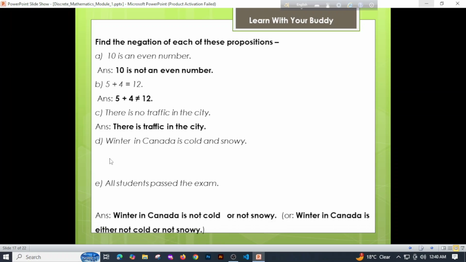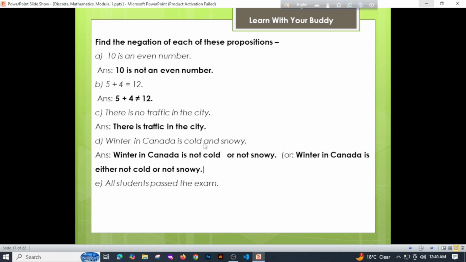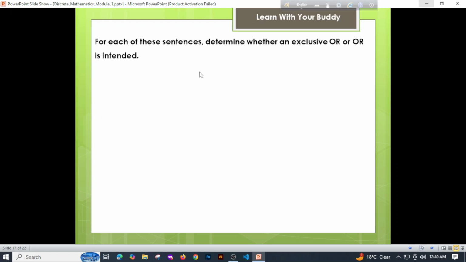Winter in Canada is cold and snowy, and the negation of this is winter in Canada is not cold or not snowy. And also we have winter in Canada is either not cold or not snowy. And all students passed the exam. The negation is at least one student did not pass the exam. So that was our practice for negation of propositions.